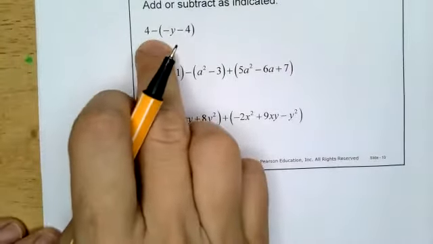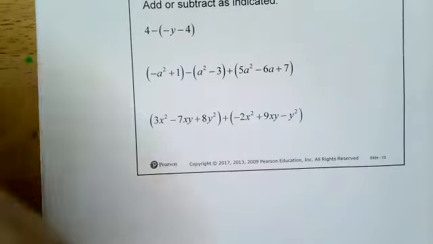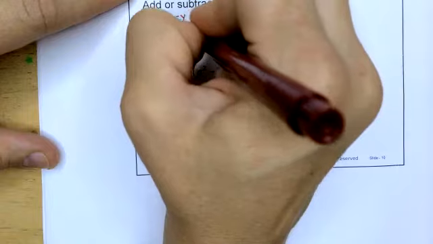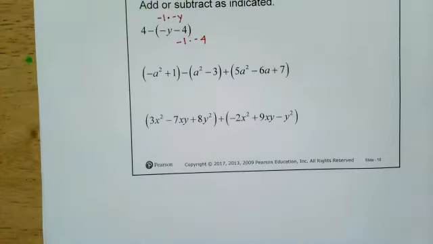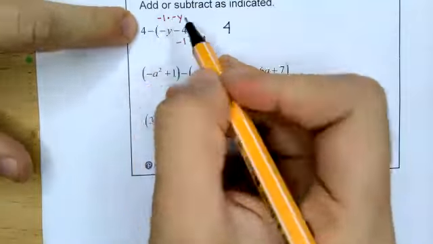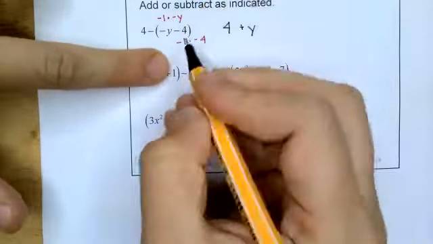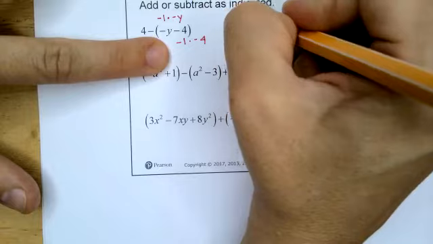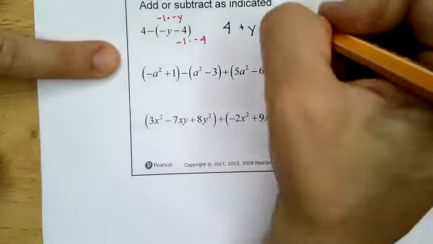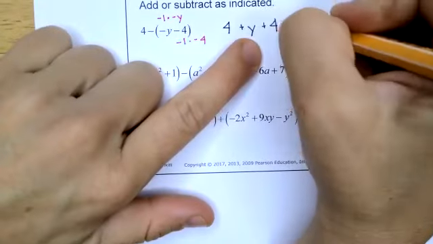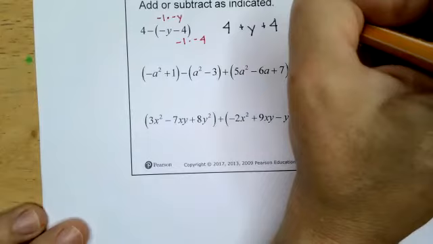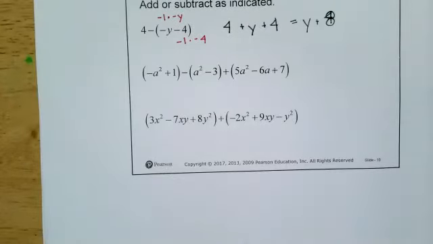Here we have 4 minus the quantity, negative y minus 4. So that means we're multiplying negative 1 times negative y and negative 1 times negative 4. So that becomes 4, negative 1 times a negative y becomes plus y. Negative 1 times a negative 4 becomes plus 4. So those were both negative, but they were both subtracted, so they became positive. The only terms you can combine are the 4s, so you just have y plus 8, because 8 is the constant. The constant should always go at the end.